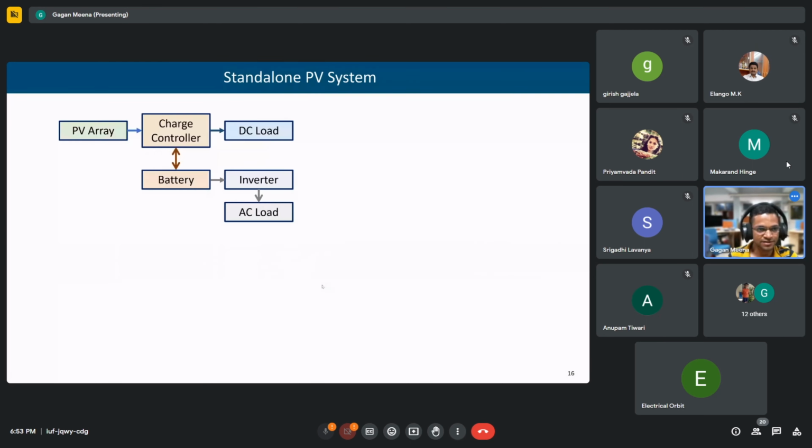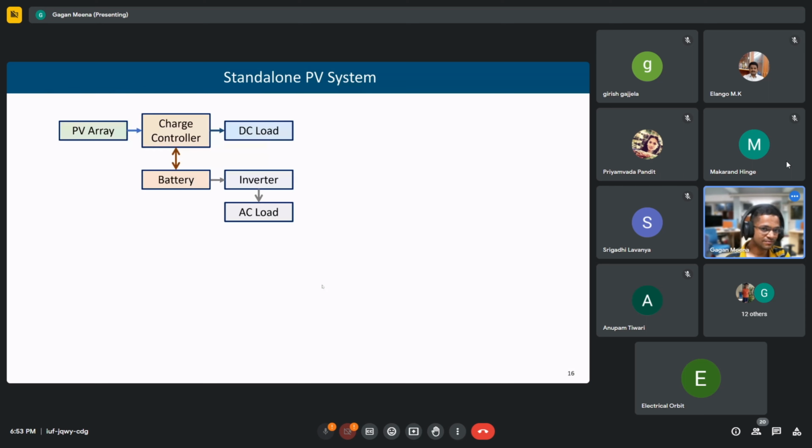Okay, so let us move on. This is a standalone system where there is no grid connection. We mostly use it in remote places where access to the grid is not available. There we can have a PV array, then a charge controller is required. The charge controller takes information from the battery, so it monitors the battery performance.